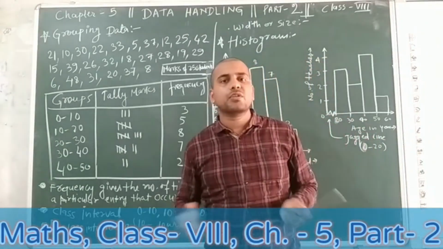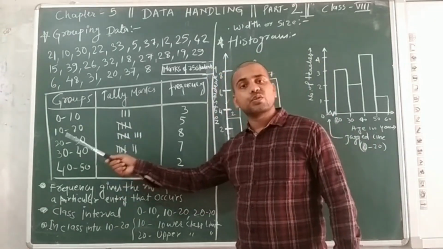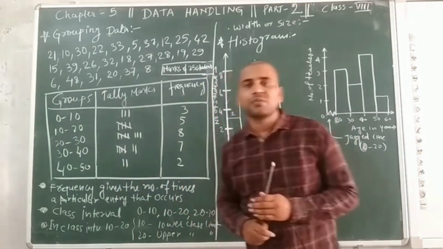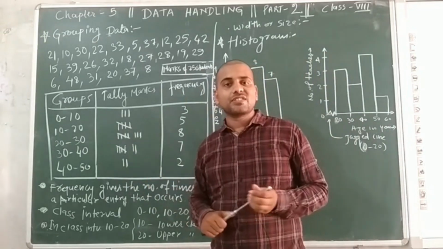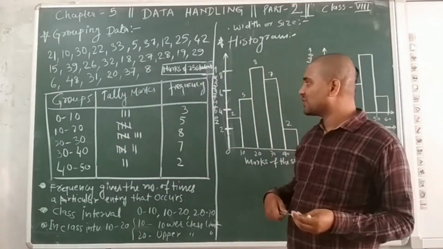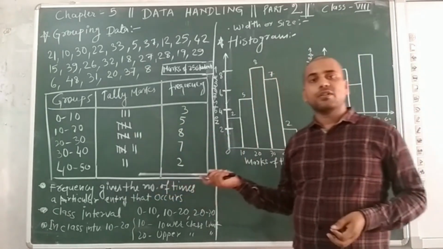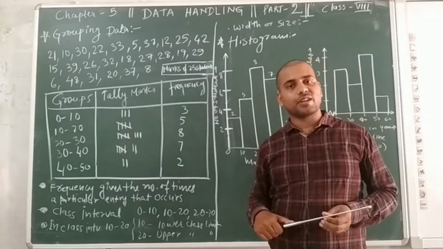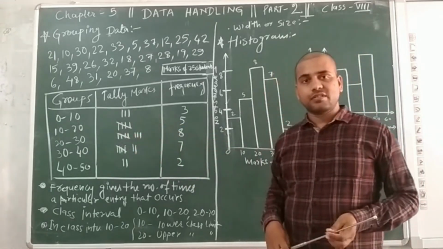So for that we will make groups: 0 to 10, 10 to 20, 20 to 30, 30 to 40 and 40 to 50. That grouping we have done, and it has become easy for us to represent data in grouped form. You can see marks, as we have already used in organizing data, then frequency also we have already used in organizing data. So 0 to 10.